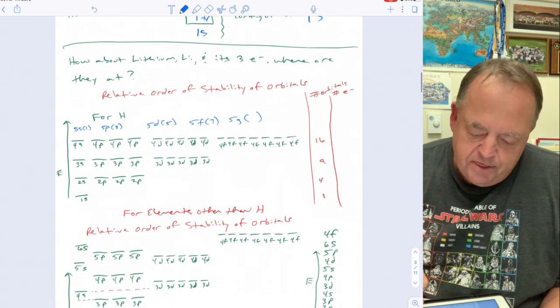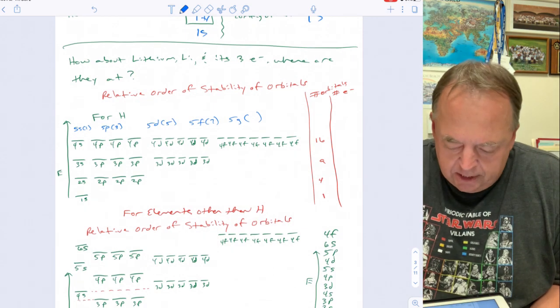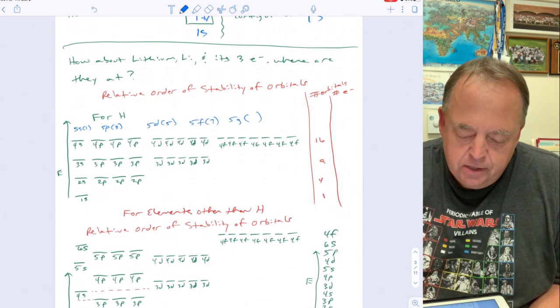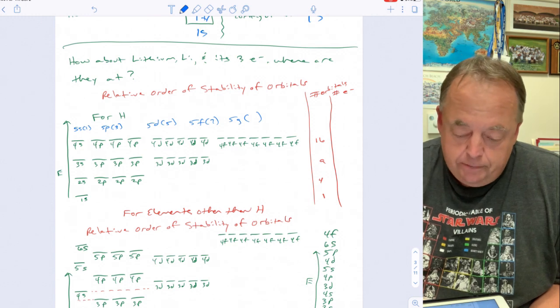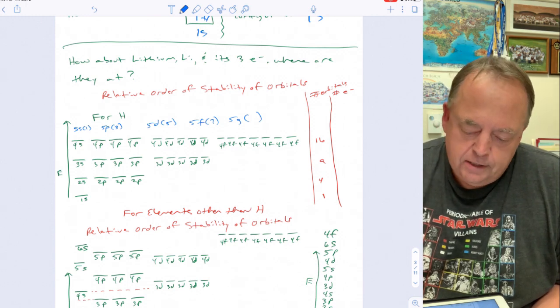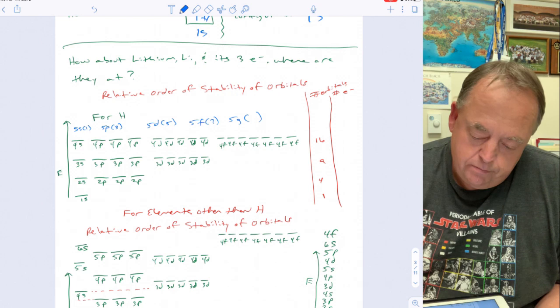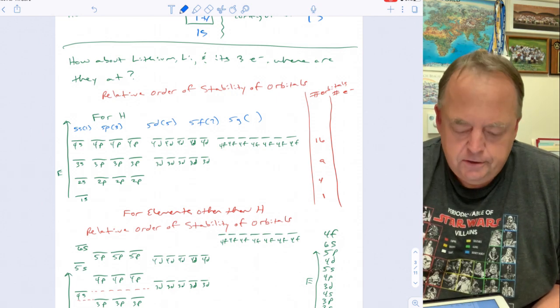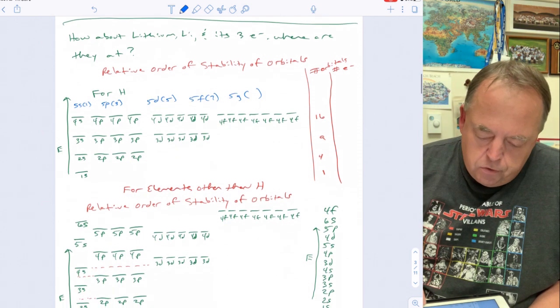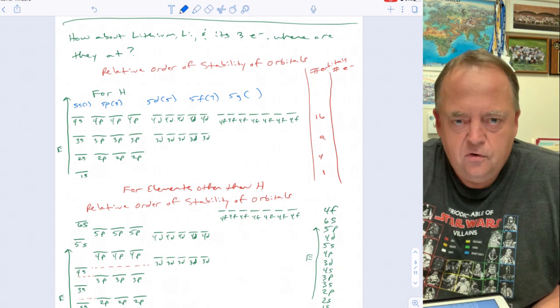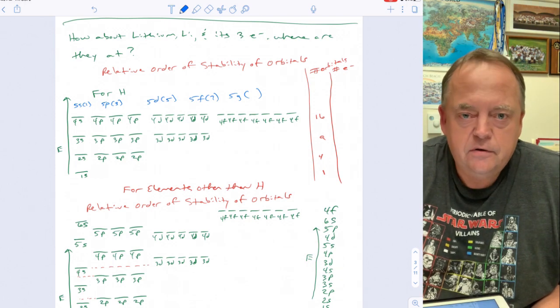Okay, how about lithium? If we go to the third element in the periodic table, where are lithium's 3 electrons? Well, they can't all be in 1s because 1s can only have 2 electrons. So 2 can be in 1s, but then where's the third one? In order to know that, you have to know the relative order of stability of the different orbitals.